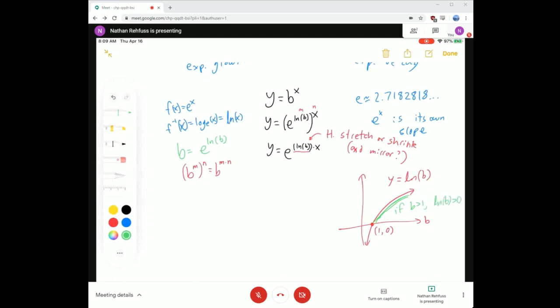But on the other side of the curve here, if b is less than 1 but bigger than 0, so the multiplier b is saying it shrinks every time we move to the right, then we're on this pink part of the curve, and the natural log of b is negative. So when I make this function e to the natural log of b times x, we have a mirror if the natural log of b is negative, which is what we want.